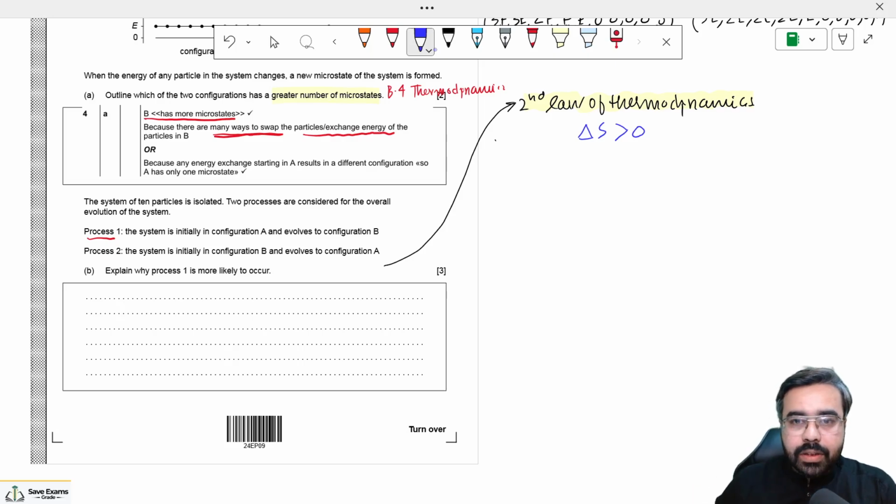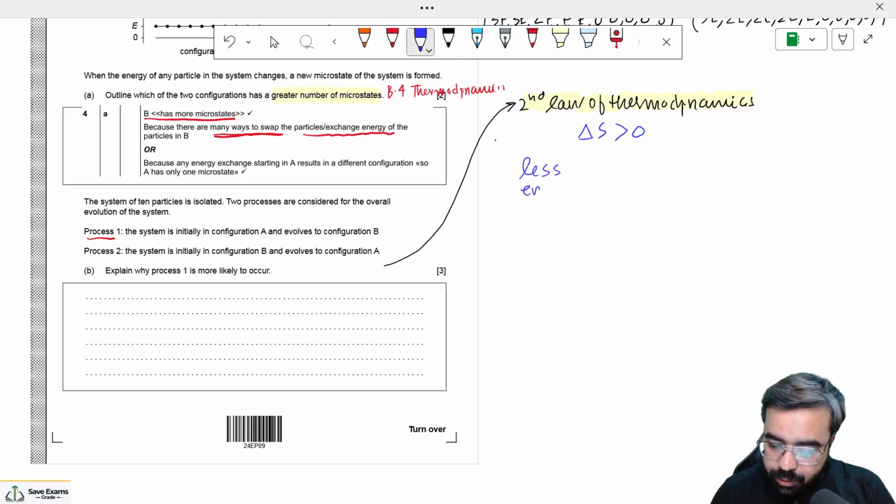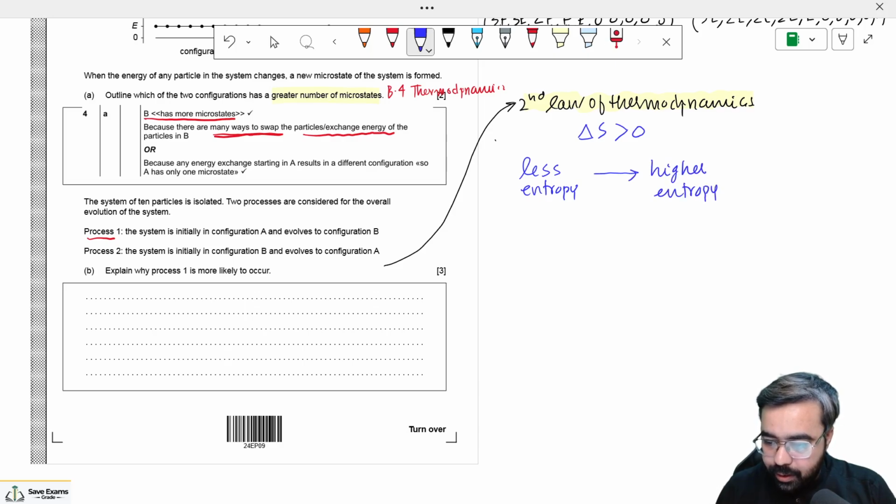You know that heat always goes from the hot reservoir to the cold reservoir. A hot cup of coffee will become cold, or it will reach an equilibrium temperature after some time. Why? Because its heat will transfer to the environment. So your environment is a sink, your environment is a cold reservoir. So all natural systems move from less entropy to higher entropy. That's why the change in entropy is always positive.